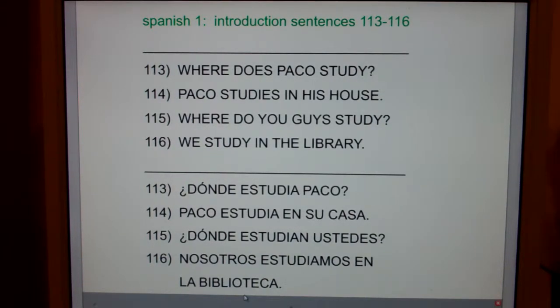And finally, we study in the library. Everybody say bibliography. Bibliography. If you want to write a bibliography, you probably go to the biblioteca. Biblioteca is library. And notice, you don't just say estudiamos en la biblioteca. If you just said that, it could be we boys study in the library or we girls study in the library. But if you say nosotros, you know it's boys. We boys, we study in the library. All right, that's Spanish 1, Introduction Sentences 113 through 116.